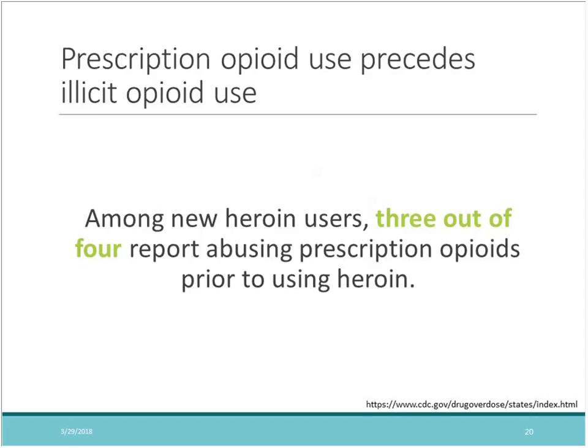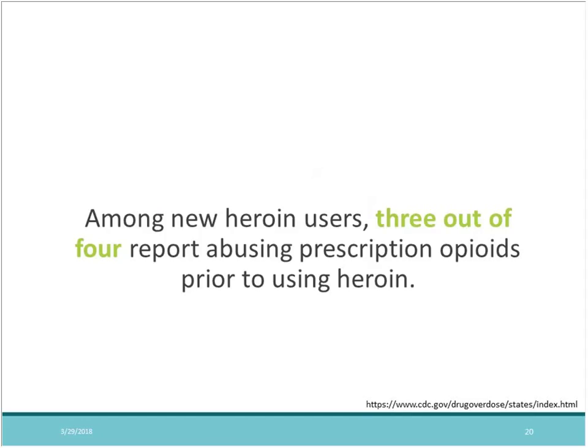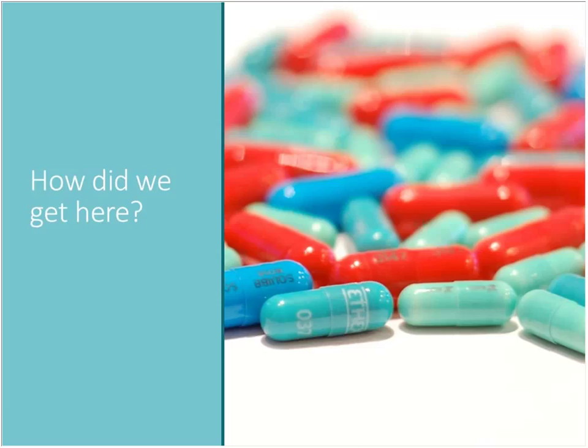And then finally, 3 out of 4 people who use heroin report using prescription opioids prior to the use of illicit opioids. So despite the fact that we're seeing more and more illicit use, and we've made a lot of success in terms of reducing opioid prescribing, we still have a lot of room to move in terms of continuing to promote safe prescribing.